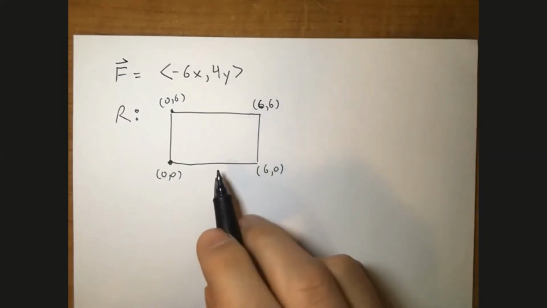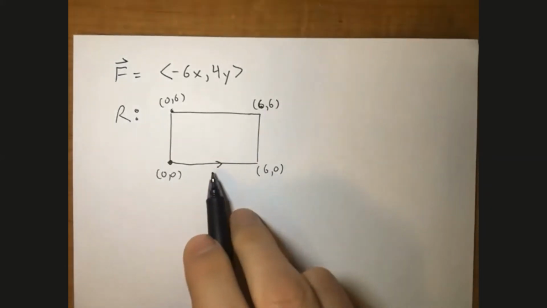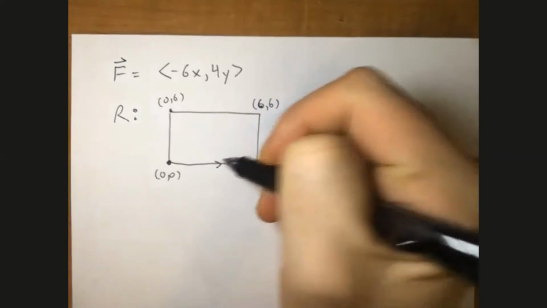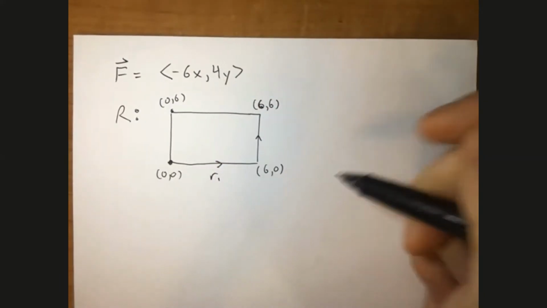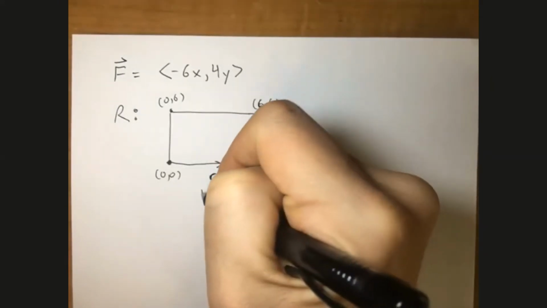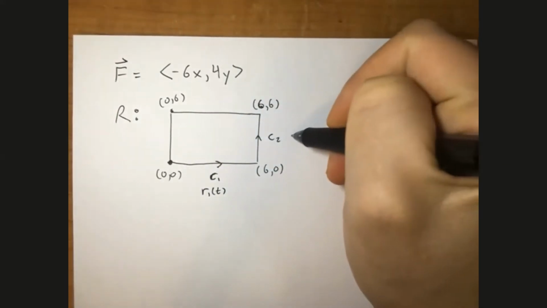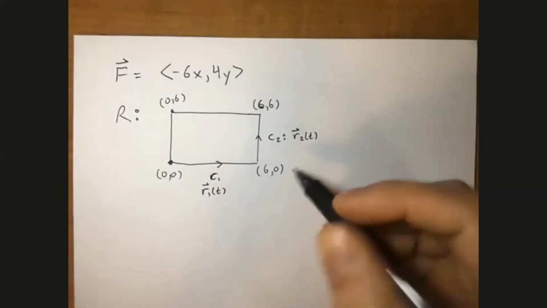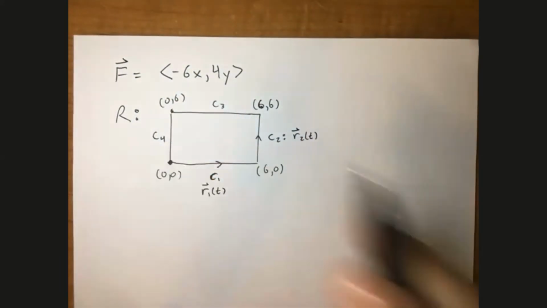And so what we're going to do is parameterize this rectangle. So we're going to find a parameterization for this curve over here. Let's call that C1, and the parameterization will be called R1. So we'll parameterize it R1 of t, okay? And this will be C2, and we'll parameterize it by R2 of t. All right? And this will be C3, and this will be C4, and R3 and R4, right?